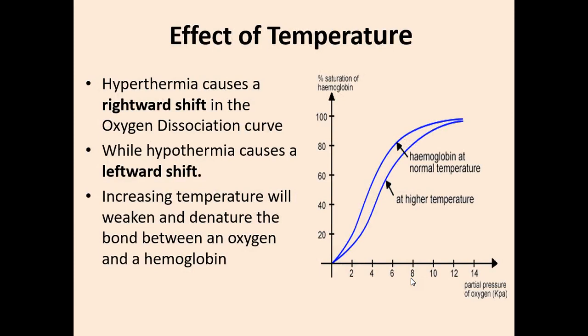Effect of temperature. Hyperthermia decreases the affinity of hemoglobin towards oxygen. Hypothermia increases the affinity of hemoglobin towards oxygen.